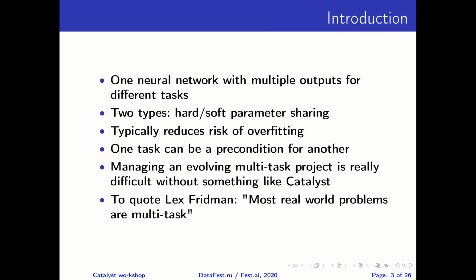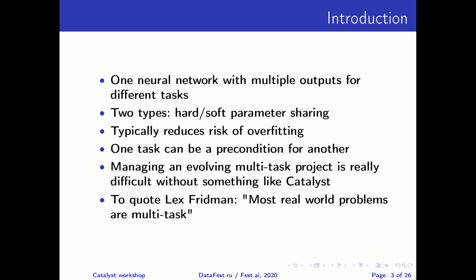So what is the basic idea with multitask learning? The basic idea is that you have a single neural network which has a large shared backbone, and then it has task-specific subnetworks, and then in the end the network has multiple outputs for different tasks. This is the basic idea.